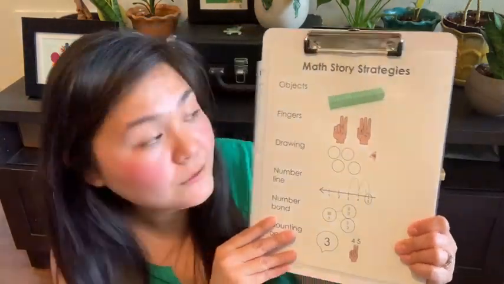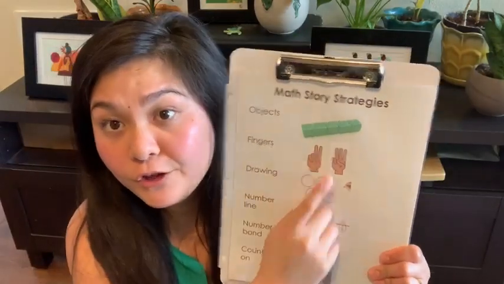So I'm going to use the strategy and tools of fingers to represent and solve the story. So the story said there were 5 kids who went to the zoo. So each of my fingers is going to represent each kid. So there's 1, 2, 3, 4, 5. There are 5 kids that went to the zoo.